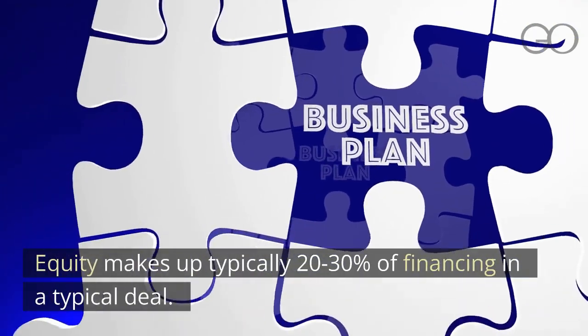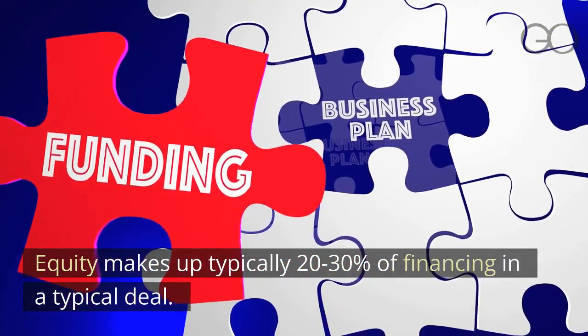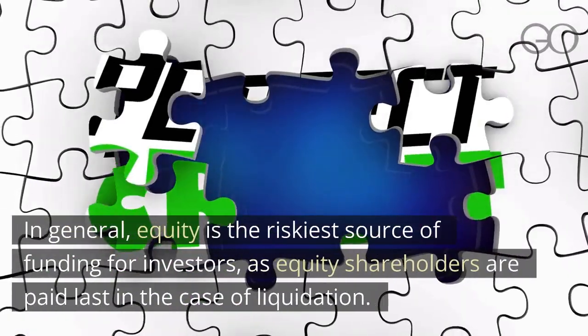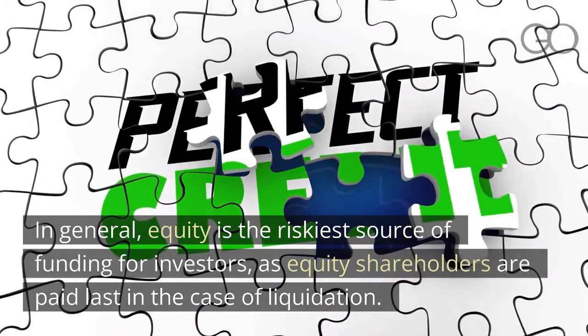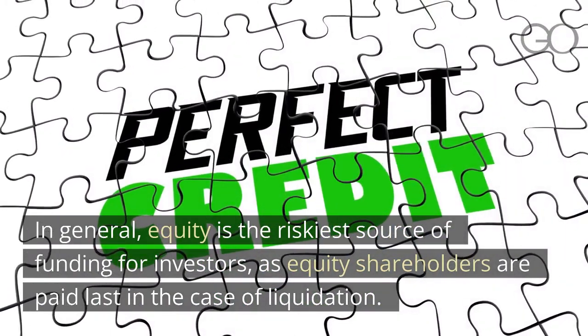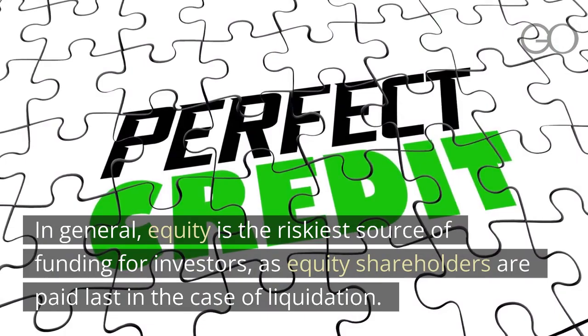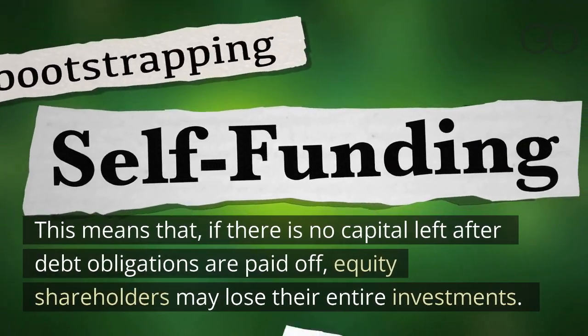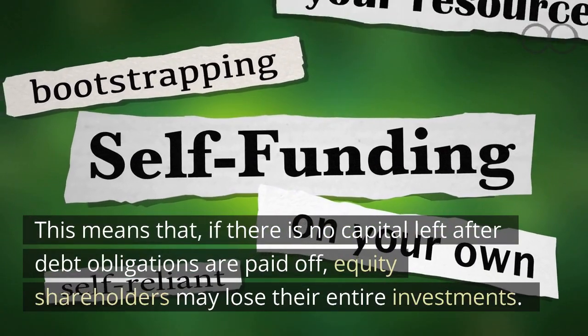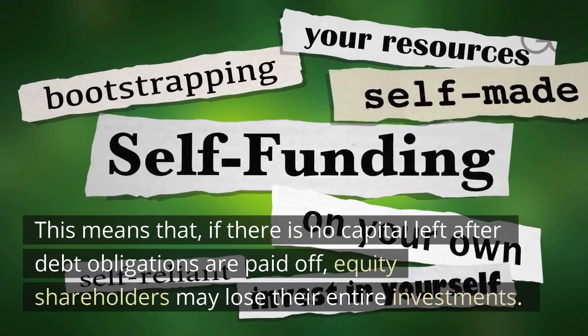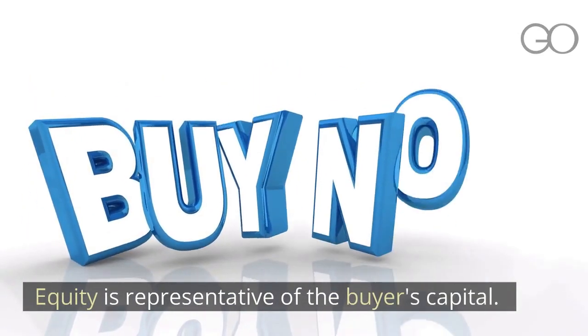Equity makes up typically 20 to 30% of financing in a typical deal. In general, equity is the riskiest source of funding for investors, as equity shareholders are paid last in the case of liquidation. This means that, if there is no capital left after debt obligations are paid off, equity shareholders may lose their entire investments. Equity is representative of the buyer's capital.